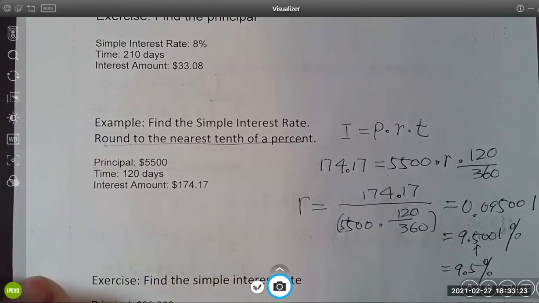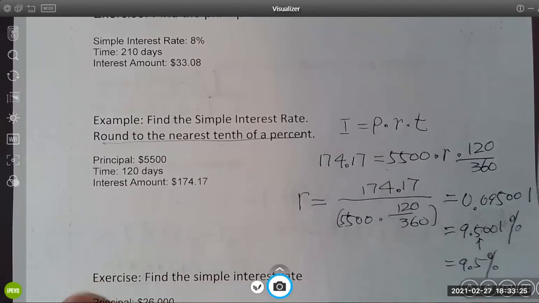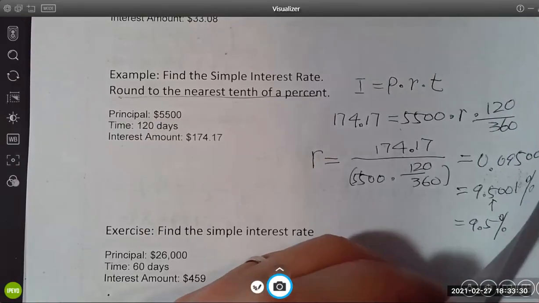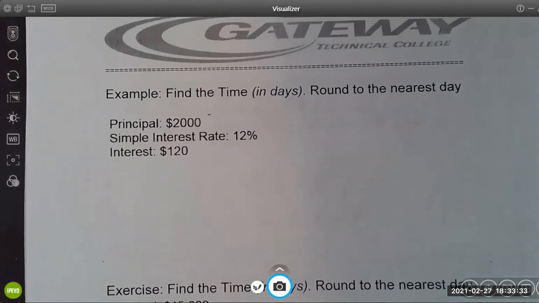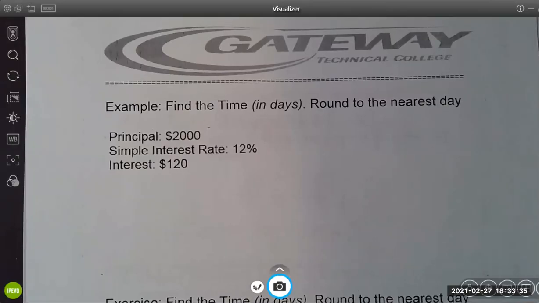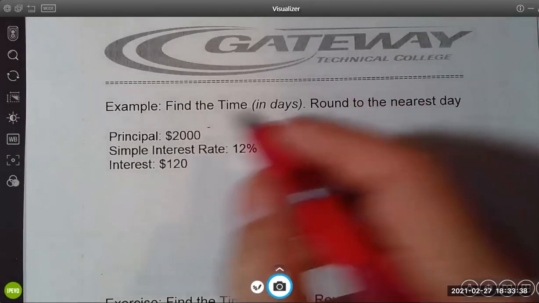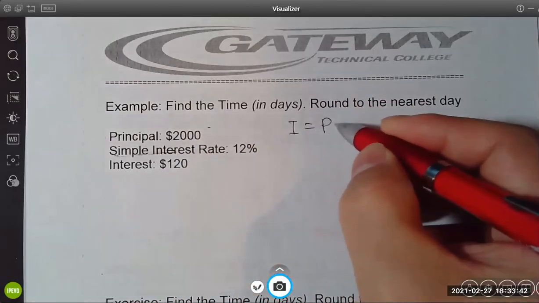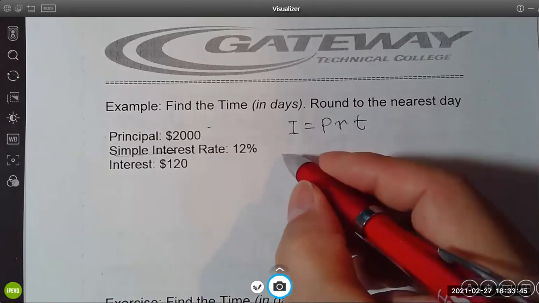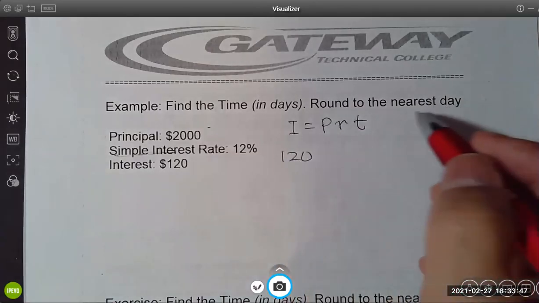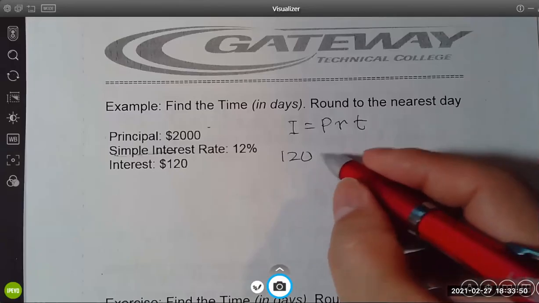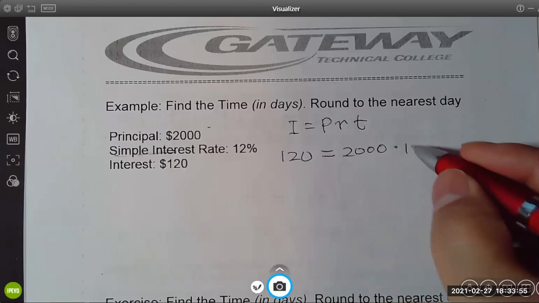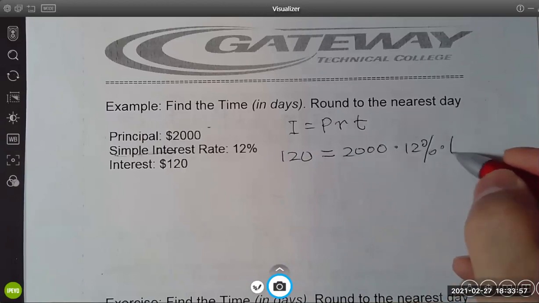Now let's look at our next example. This exercise problem is the exact same kind of problem. Another example, find the time. See, we need to find the time now in this formula. Still a simple interest problem. So I equals PRT. Interest amount is 120 and round to the nearest day. We need a whole number basically. Principal is 2,000 and R is 12% and T.